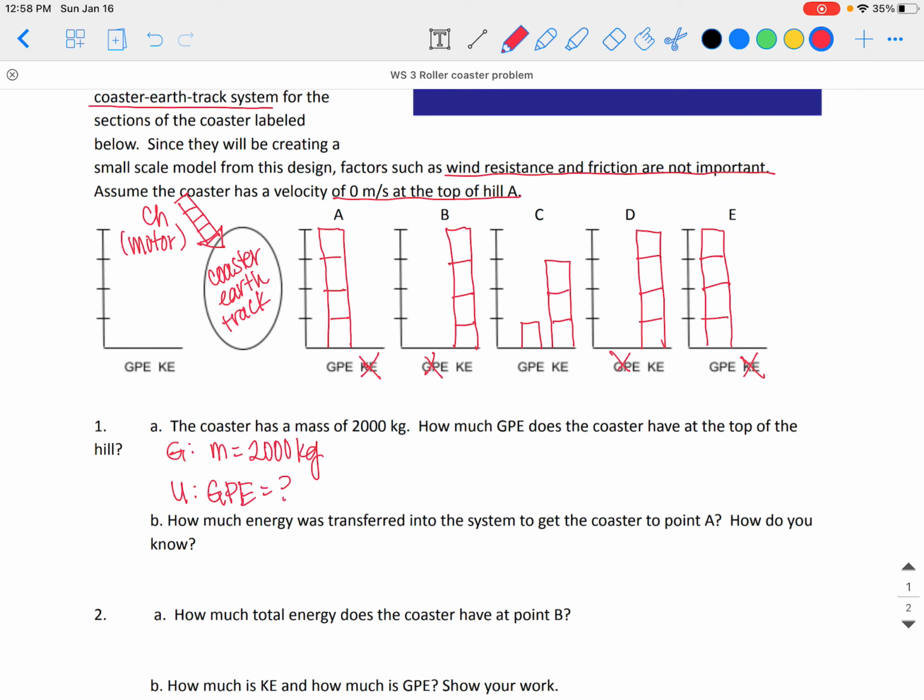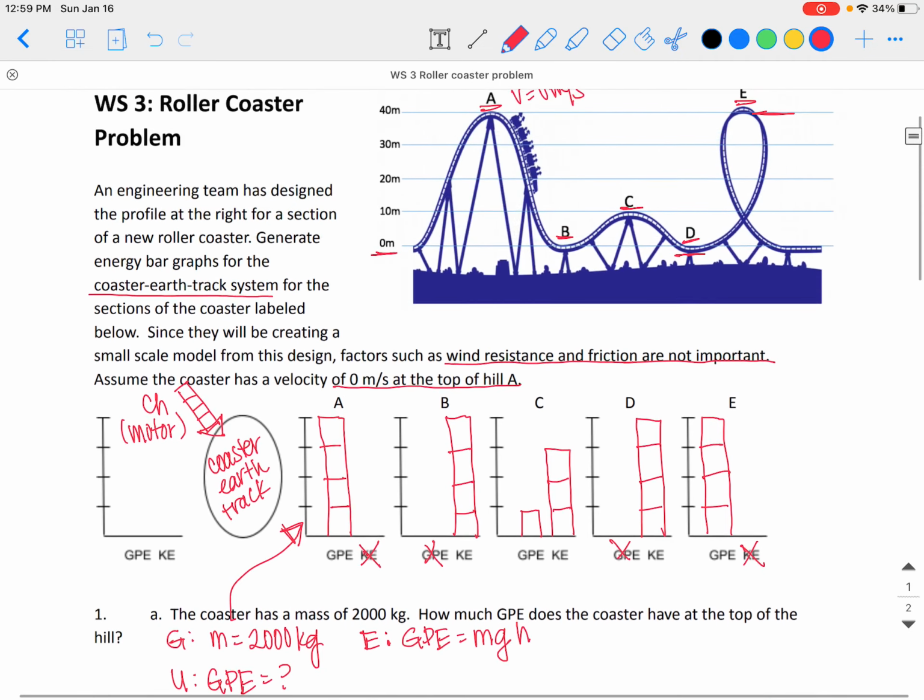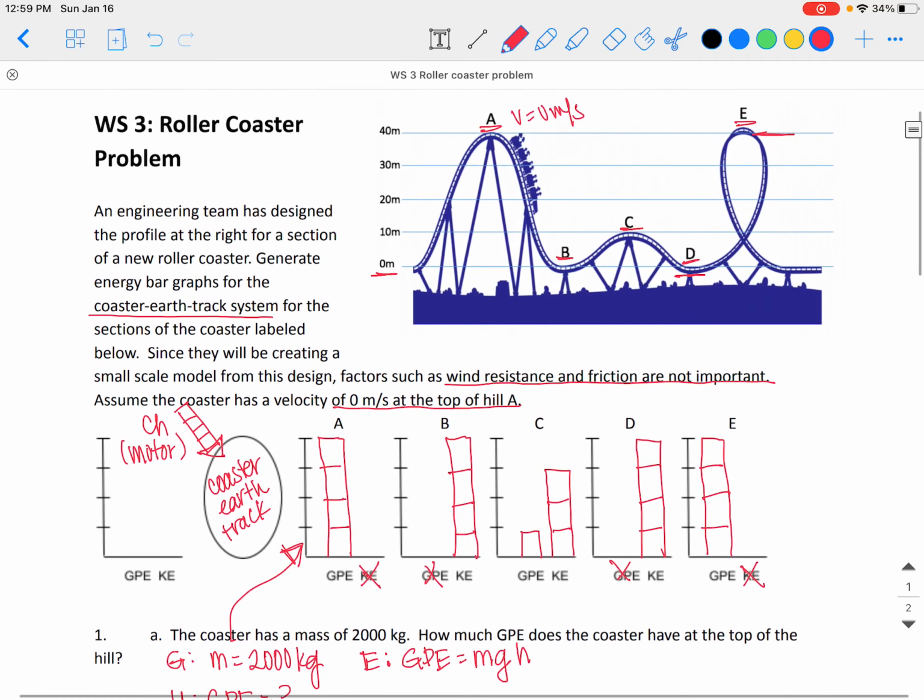Now, at the top of the hill, that's our energy at A, which means all of the energy is gravitational potential energy, no kinetic energy, so we can just use our gravitational potential energy equation. So that's going to be GPE is equal to mass times gravity times height. If we look up here, the height wasn't given to us in the problem, but it's 40 meters.